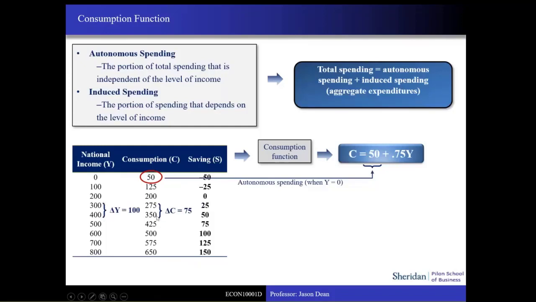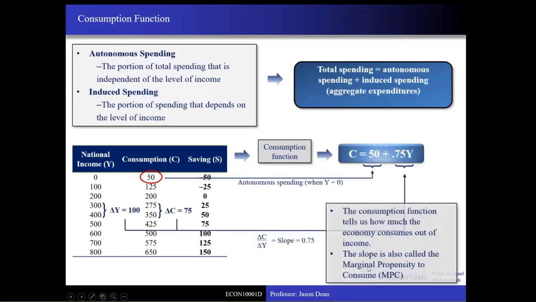And so it's 75 divided by 100. This is linear, so it's the same throughout. So the slope is 0.75. So the consumption function tells us how much the economy consumes out of income. And the slope of this thing is called the marginal propensity to consume out of income, right? Because it's telling us, if income increases by 10, then our consumption will increase by 7.5.